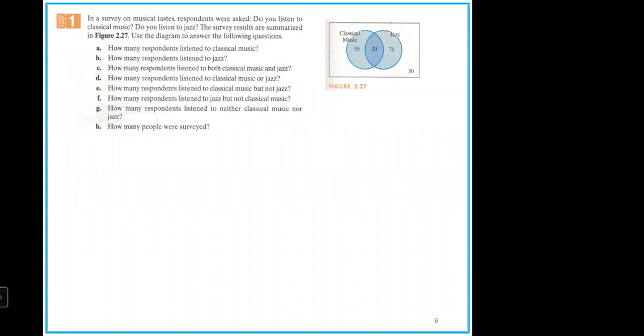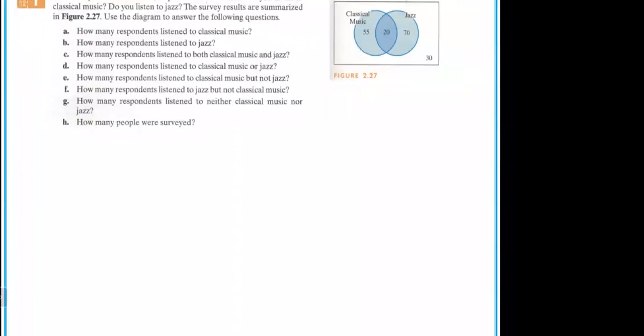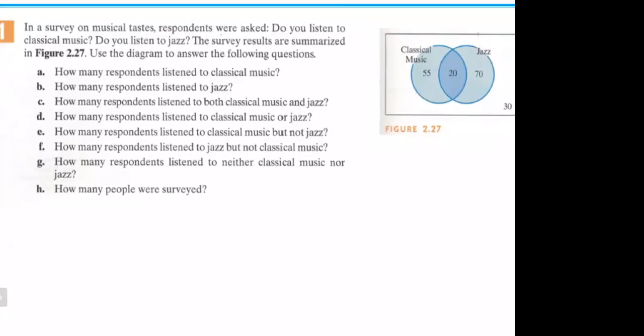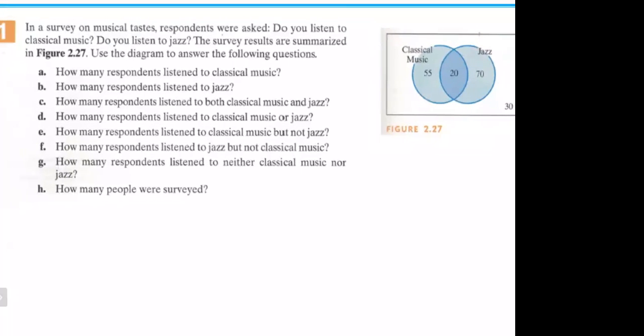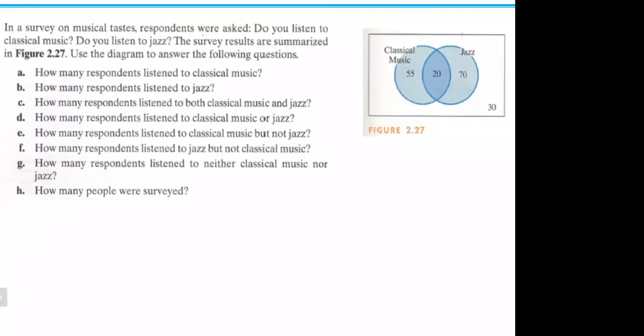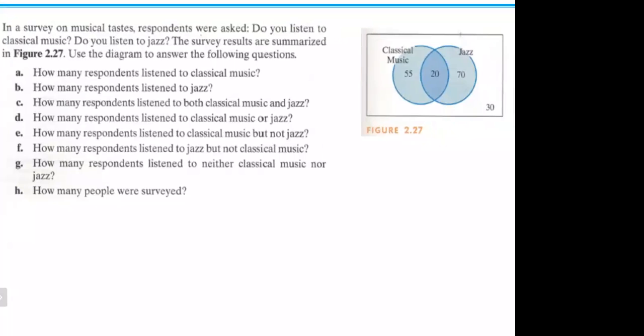Okay, so this is Checkpoint 1, a similar type of thing. Let me see if I could enlarge it a bit. It says that in a survey on musical taste, respondents were asked, do you listen to classical music? Do you listen to jazz? The survey results are summarized in Figure 2.27. Use the diagram to answer the following questions. In the diagram, you have two overlapping circles, classical music and jazz, and you could use that to answer those questions. So go ahead and answer those, please.